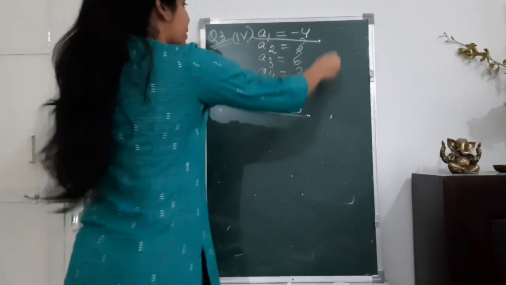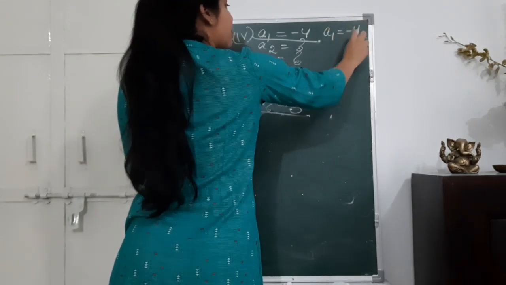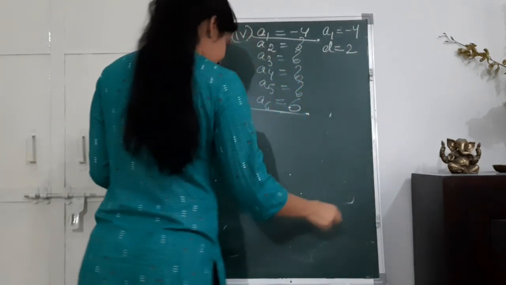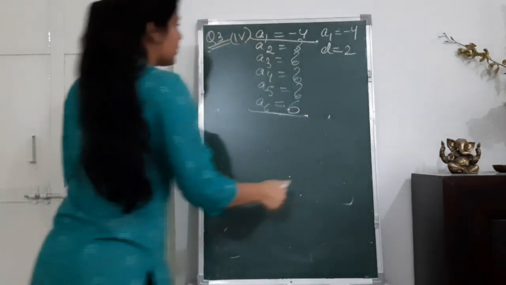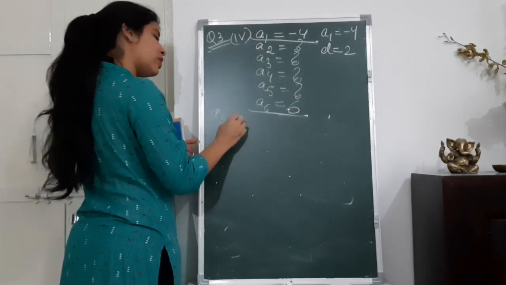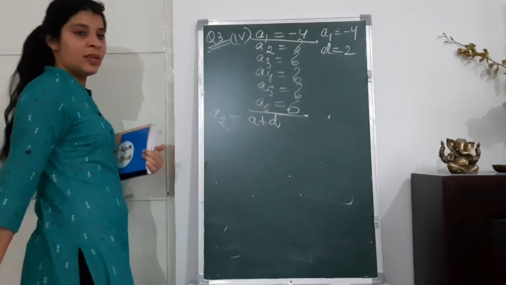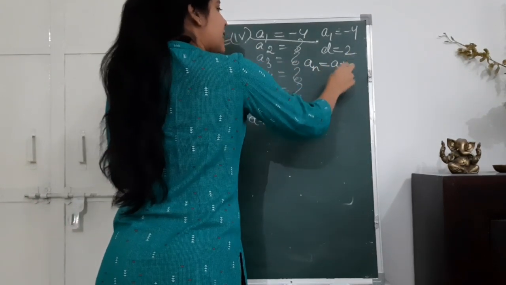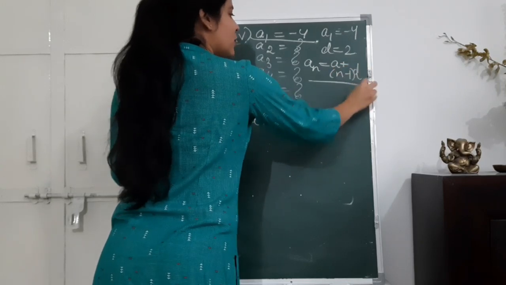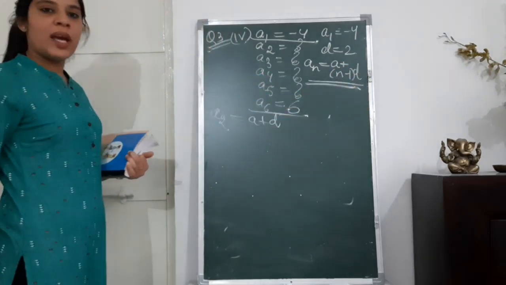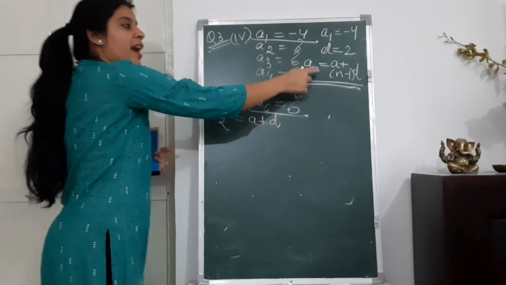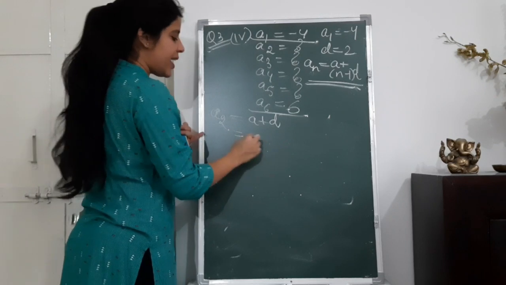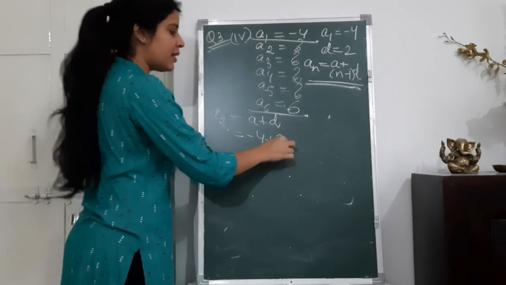Now we know that A1 is equal to minus 4 and the common difference is equal to 2. So using the same formula, I can say A2 is going to be equal to A plus D, right? Which formula am I using for all this? AN is equal to A plus N minus 1 into D. If I put the value of N as 2 in this formula, I will get A2 is equal to A plus D. And A is minus 4 and D is nothing but 2.